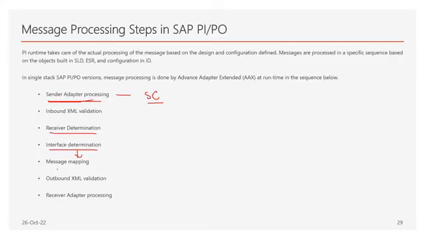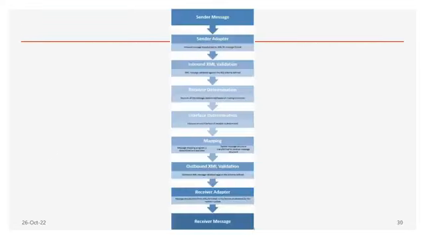I just want to give you an overview of how it works. After that, we will process the data using the receiver adapter. As part of this receiver adapter, we will try to push the data to the receiver. So these are the pipeline steps that happen inside our PI as part of our message execution. You can see the same thing here.